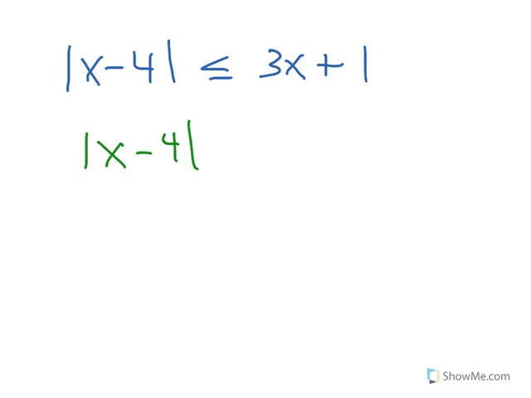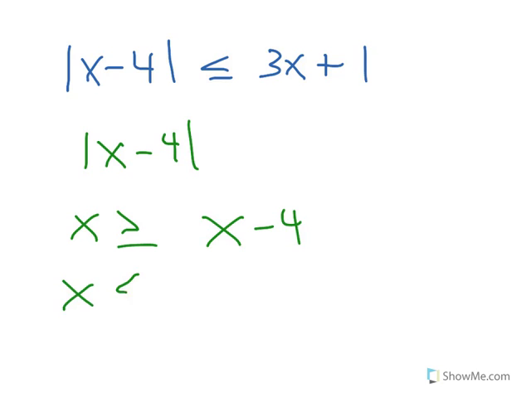So let's think about a value greater than 4 for x. If x is greater than or equal to 4, then the result of this is just x minus 4. For instance, if x is 5, we'd get 5 minus 4 within the absolute value, which is 1, and the absolute value of 1 is just 1, so we don't even need the absolute value signs.